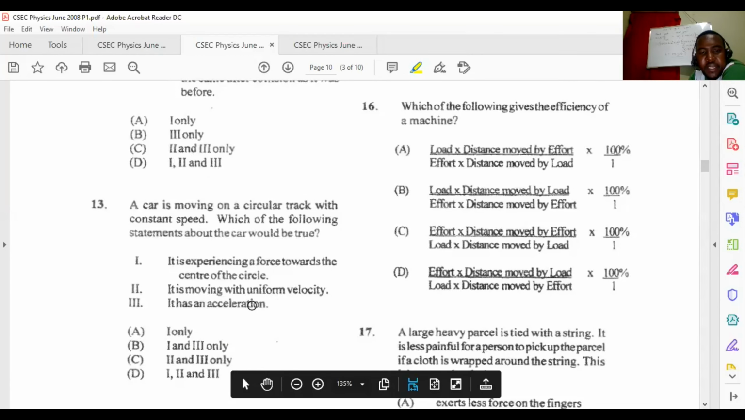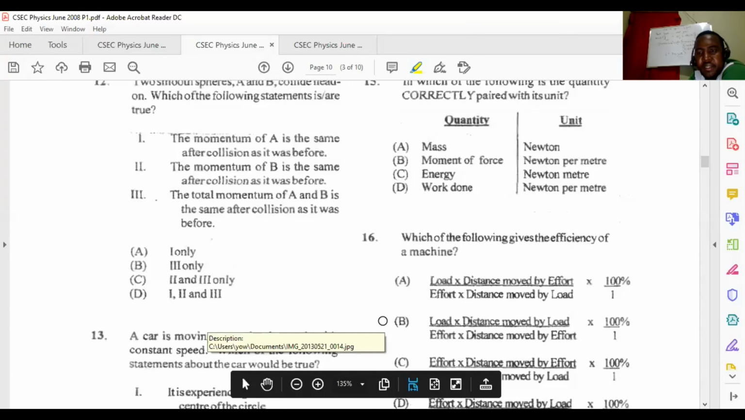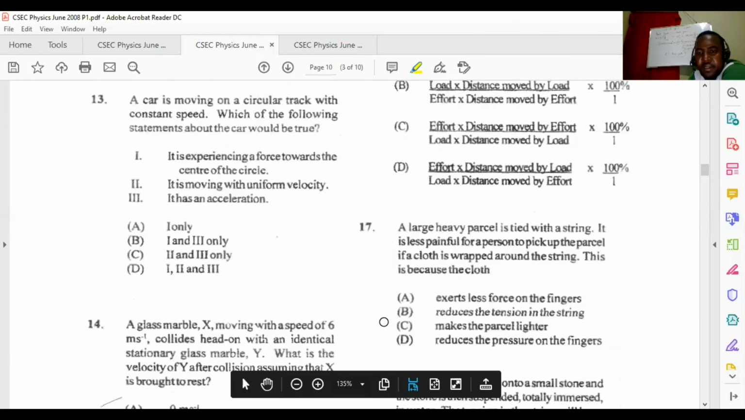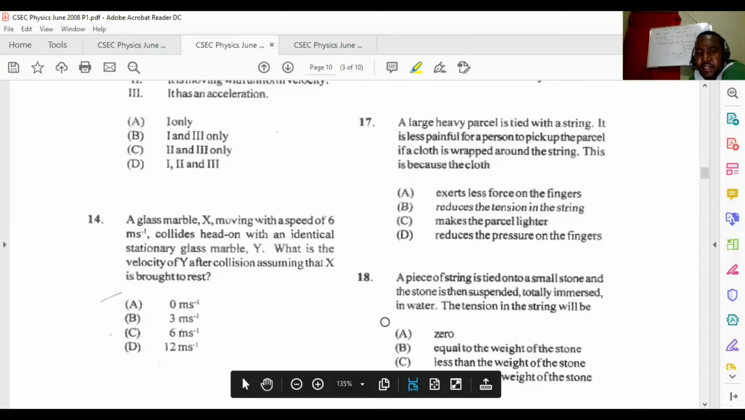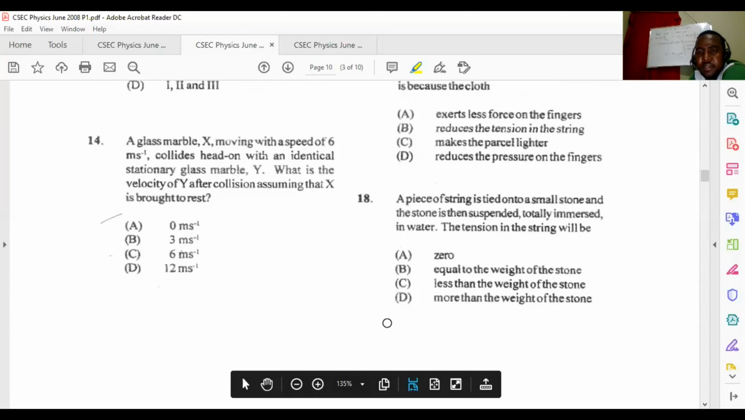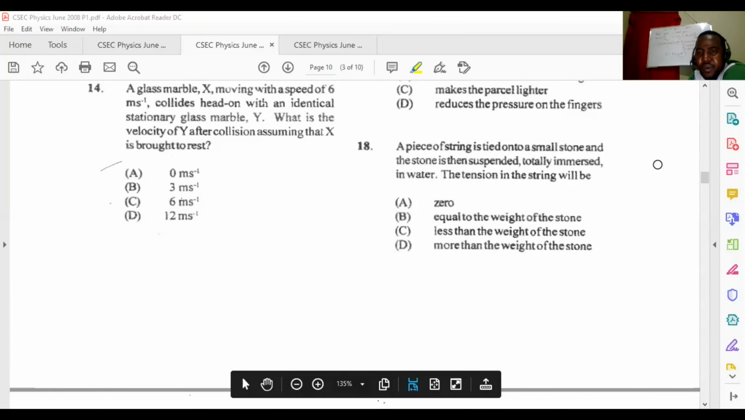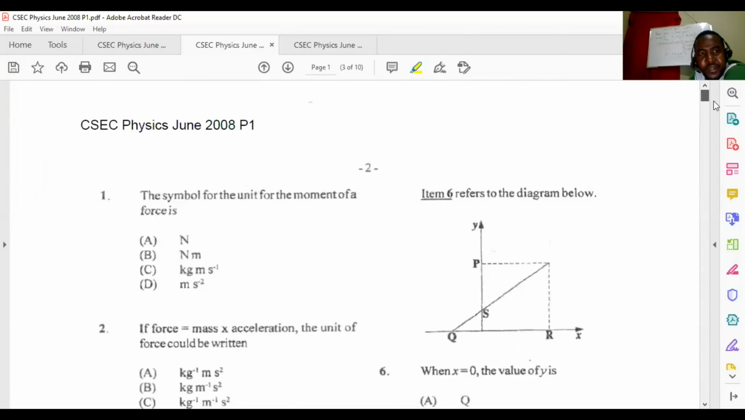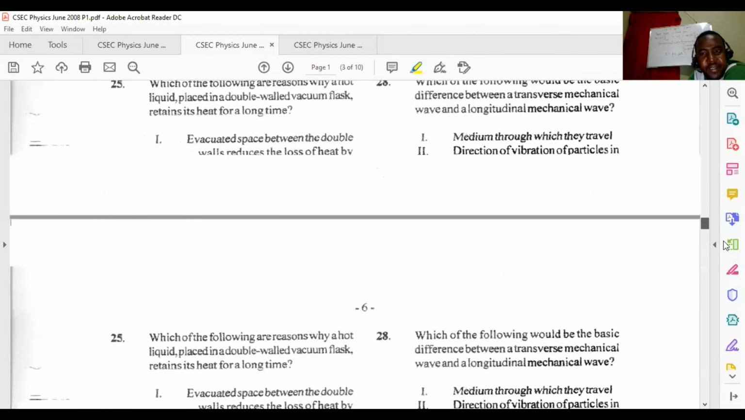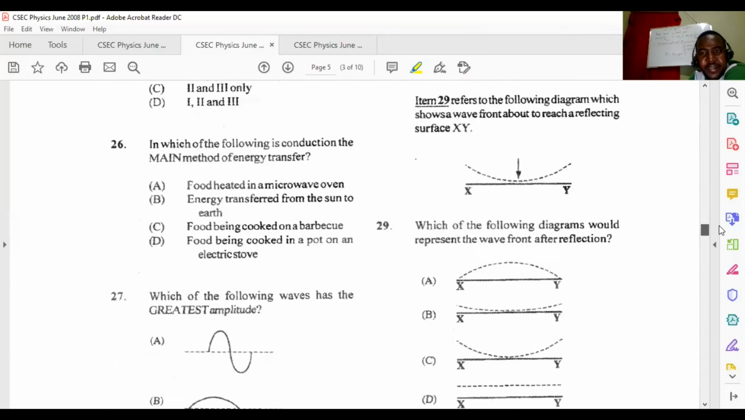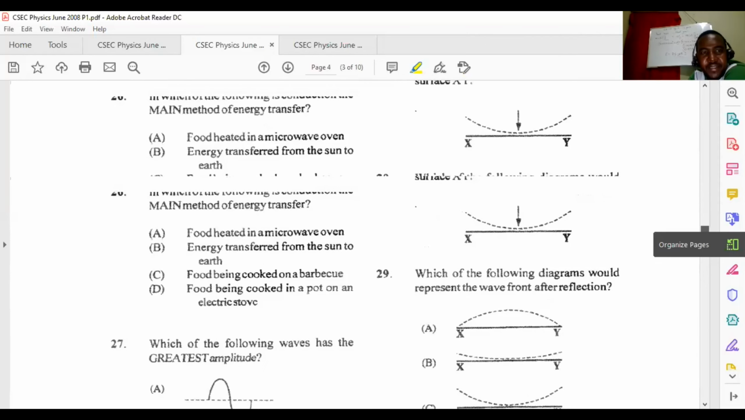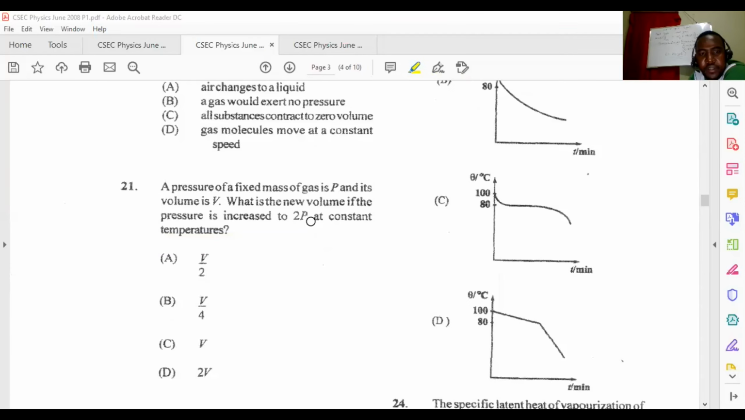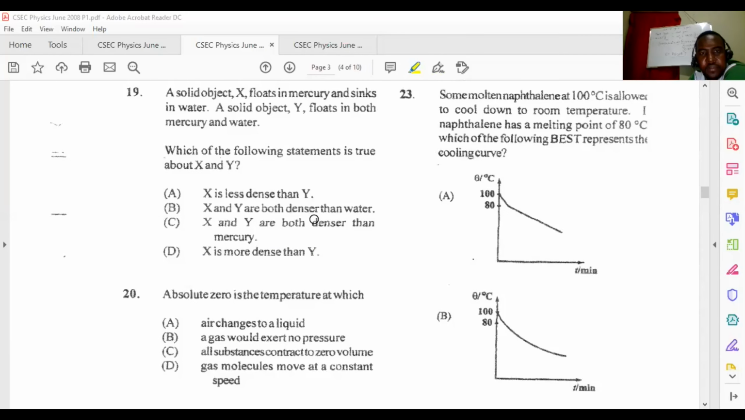We also did 13, these already, so let's go to the section for heat. Let me just double check one thing to ensure this is a CSEC paper, because I've seen some things here. Yes, it is. All right, we're going to start at question 20.